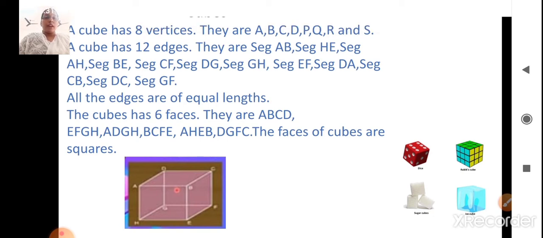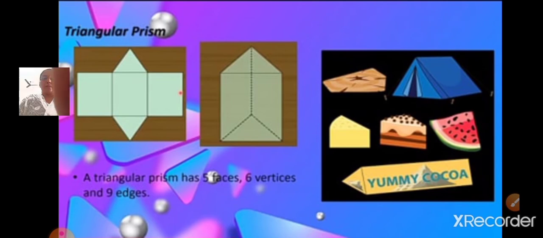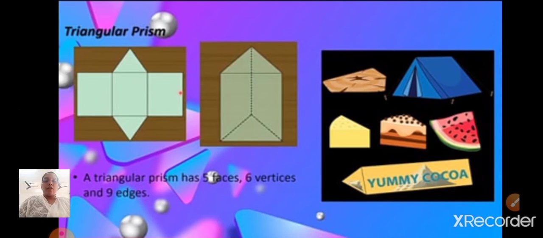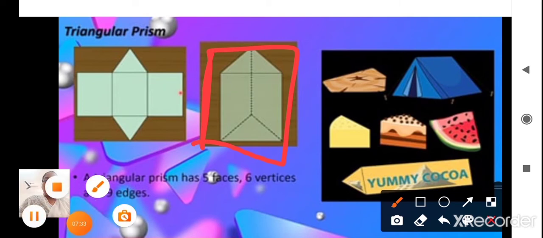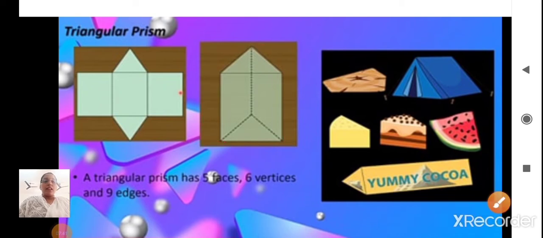Let us move to the next shape, that is triangular prism. You can see the net form of the triangular prism here. By doing the net form, you will get this figure of a triangular prism. As I had told you, a triangular prism has 5 faces, 6 vertices and 9 edges. And what are the examples of triangular prism? You can see a chocolate bar, a piece of cake, a piece of watermelon, a piece of cheese, tent. These all are examples of triangular prism.